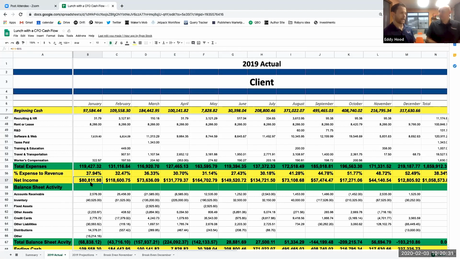Net income, not cash, but net income. So that's how we get from the beginning cash to now we've just put in and gone over the profit and loss. So here we have our net income. We can see I've frozen up top that we've got the beginning cash at $97,000. So obviously, if we take $97,000 plus $80,000, we're going to have about $177,000 of cash left over at the end of the month, right?